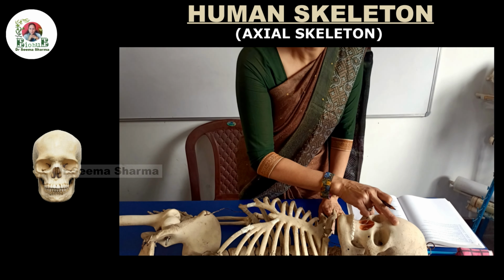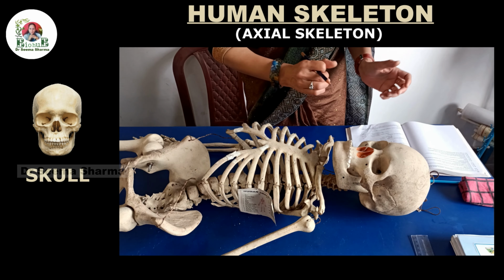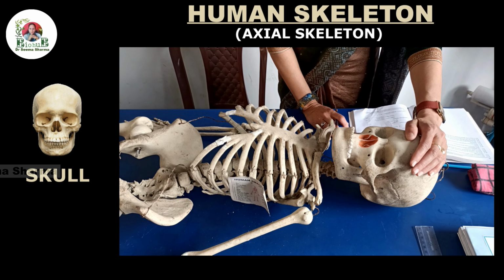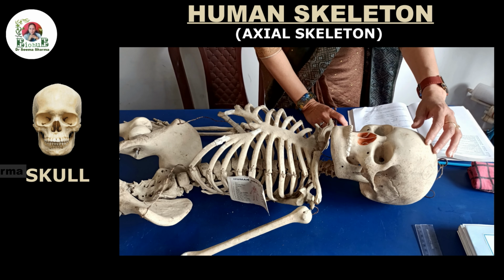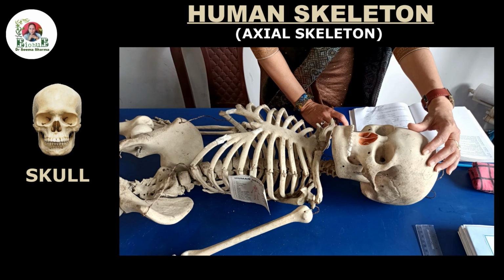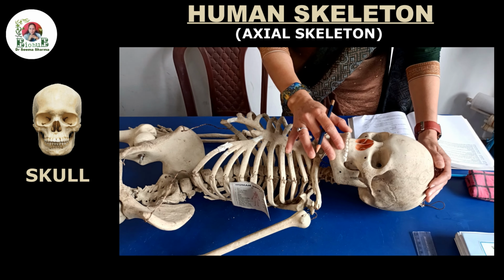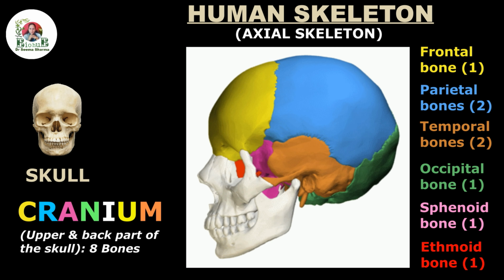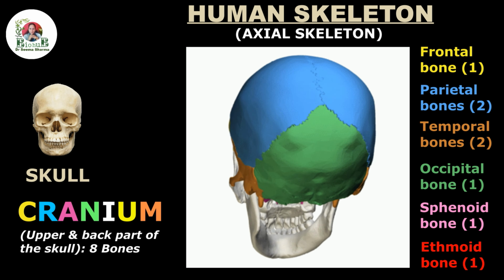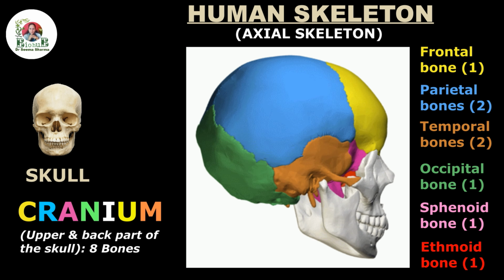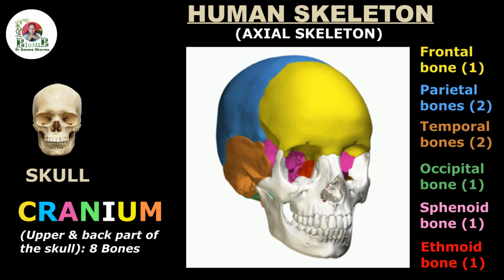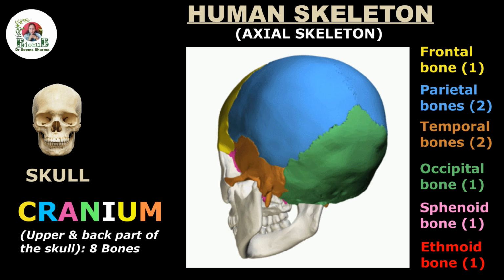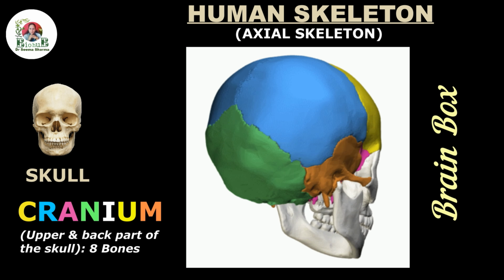First, we will focus on the skull, in which our brain is located. The skull is the uppermost part of the axial skeleton. It has two parts, cranium and face. The cranium forms the upper and back part of the skull. It is a hollow structure and is made up of 8 articulated immovable bones. Another name for cranium is brain box.